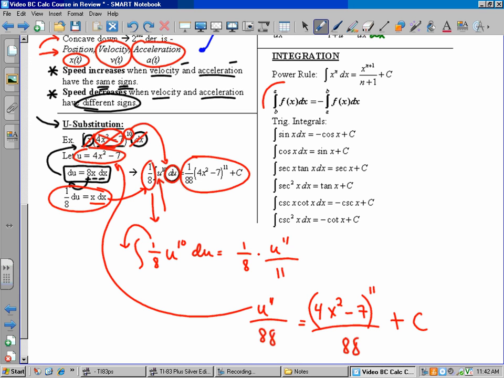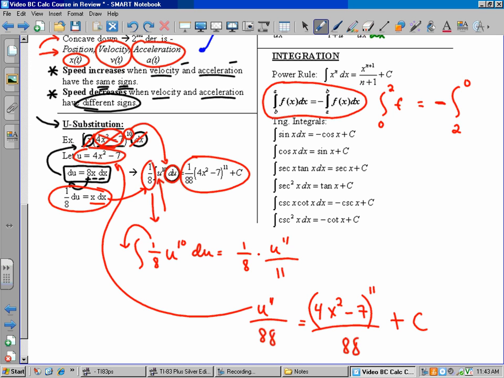A little fact about integrals that you should know is if you switch the bounds, say you were integrating from 0 up to 2 of some function, and for whatever reason you wanted to flip those bounds, that's fine, you can do that. You would just have to negate the integral.